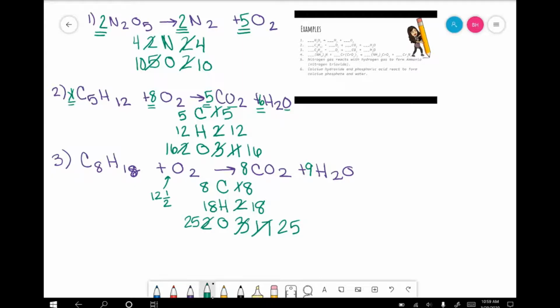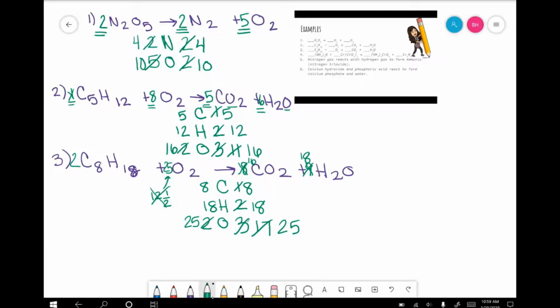But one of the things that we can do in order to get rid of that half is to multiply the entire reaction now by 2. So I'm going to put a 2 in front of here. I'm going to multiply this by 2, and I do get 25. I'm going to multiply this by 2, and I get 16. And I'm going to multiply this by 2, and I get 18. So my coefficients are 2, 25, 16, and 18. And if you recalculated that, you would see that we do have the same number of atoms on each side.